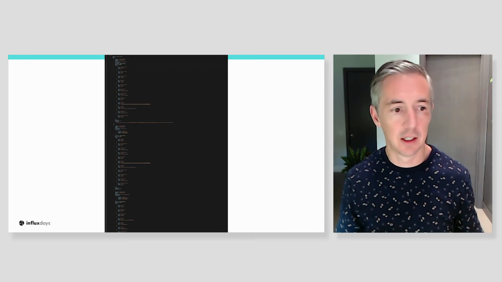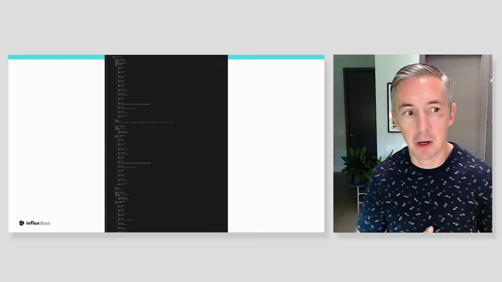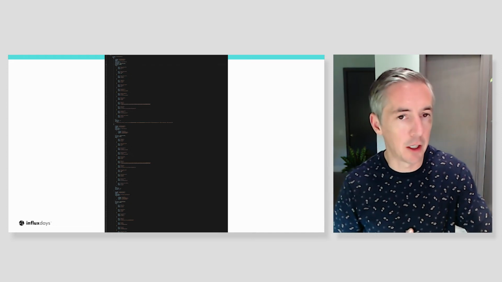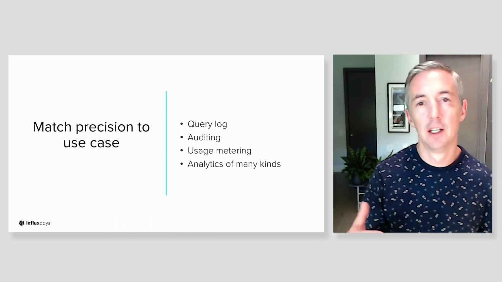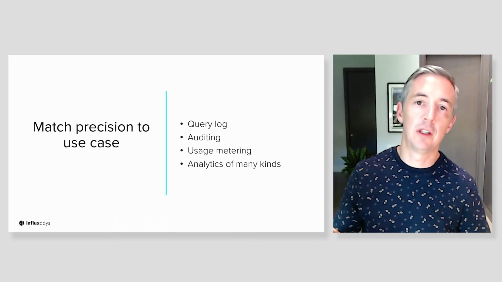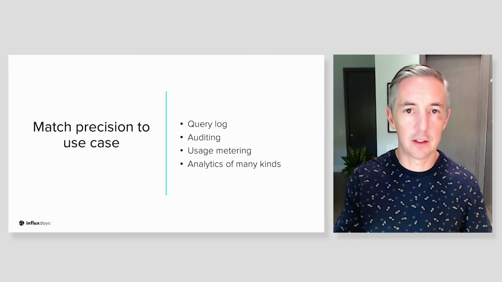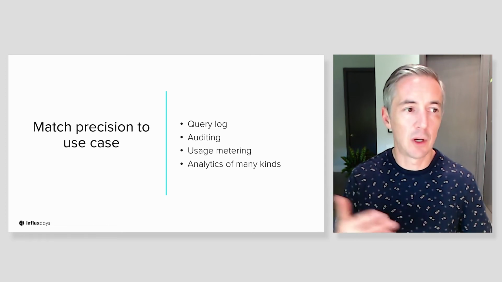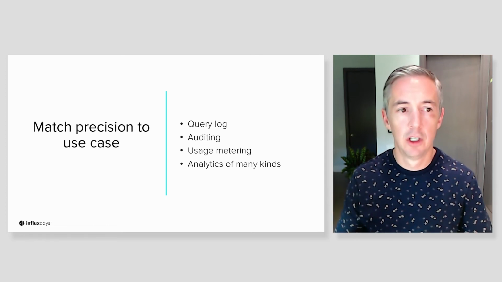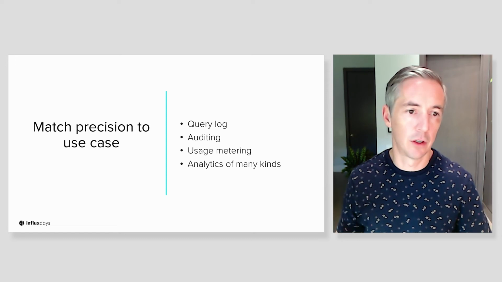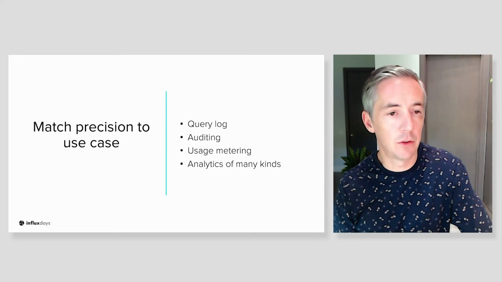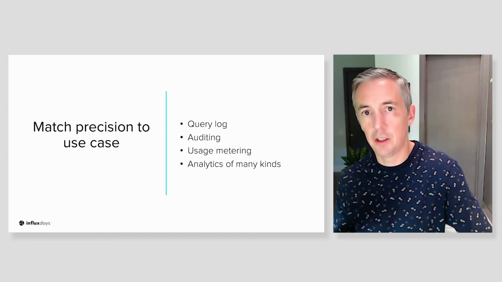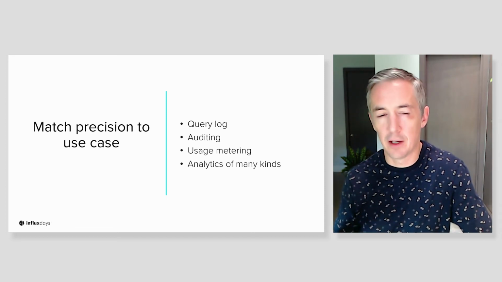So in my mind, tracing is for debugging. It's not for other kinds of things. So within time series and within events and all of these different data problems, you have to match your precision to the use case that you're trying to serve, right? So when I think about event use cases, tracing could be one of those, but you'd have to sample.